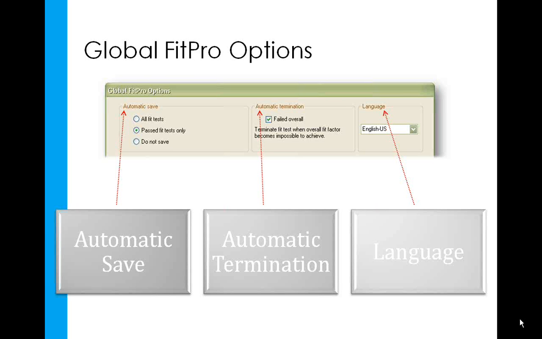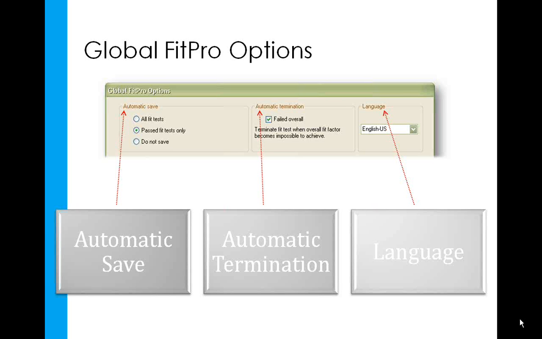In our next section here, we've got the automatic termination feature. Here you can choose whether or not the software will simply stop the fit test if it knows that a passable overall fit factor is not achievable. This can help you save a lot of time. Rather than going through an entire fit test only to find out at the end that you weren't able to achieve the overall fit factor, you could have this option selected, and then one or two exercises fail. If that overall becomes unachievable, we let you know and we terminate the fit test right then and there, save you the time. In the upper right-hand corner, we have our language selection.